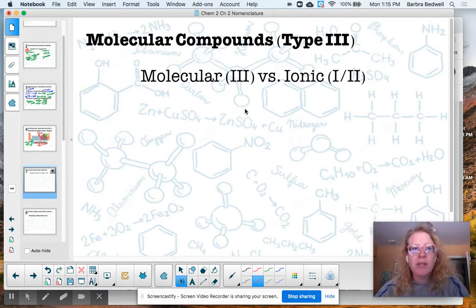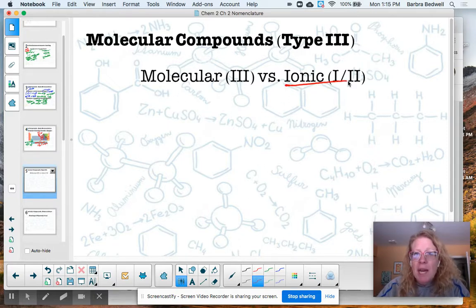Again, it's a little bit of a different setup on these ones. This is still binary compounds, so still two and only two elements are present. Again, not number of atoms, just the number of elements that are present. But in this one, we're going to differentiate between binary ionic compounds, which is what we did in the last video, versus binary molecular compounds, which is what this one is about.